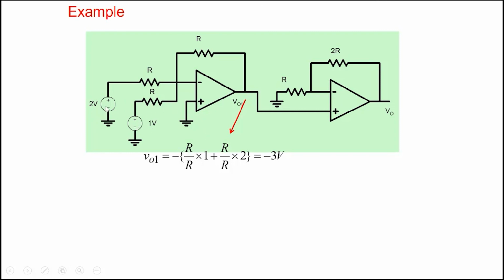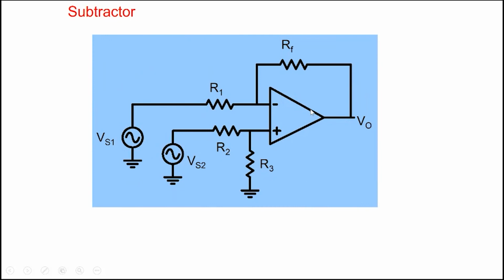Right, so you can use superposition. So each one is like an inverting amplifier. This one is also like an inverting amplifier. So this is minus 3 here. This acts as an input to a non-inverting amplifier here. So we can use a non-inverting amplifier relationship, 1 plus R2 by R. So output is minus 9 here.